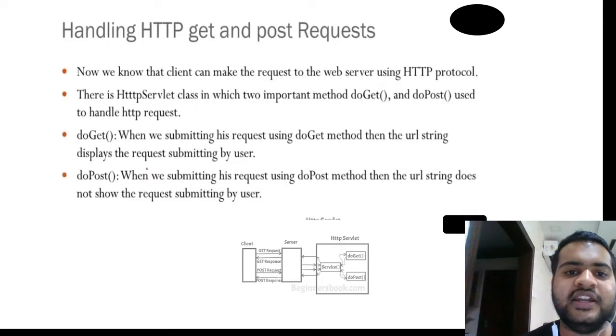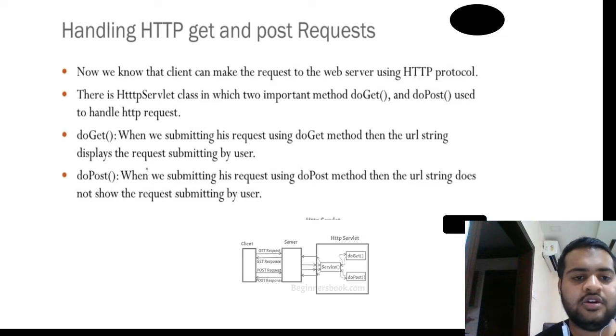Handling HTTP GET and POST requests. Now we know that a client can make a request to the web server using the HTTP protocol. There is the HttpServlet class, in which two important methods, doGet and doPost, are used to handle HTTP requests. When we submit a request using the doGet method, the URL string displays the request submitted by the user. It means that when the user enters data, it will be seen on the URL. For doPost, the URL string does not show the request submitted by the user. It means that when the user enters data, it will not be shown on the URL.